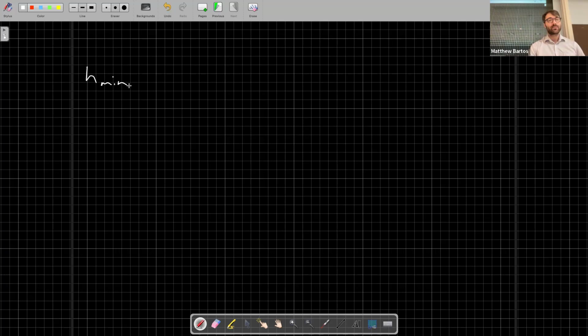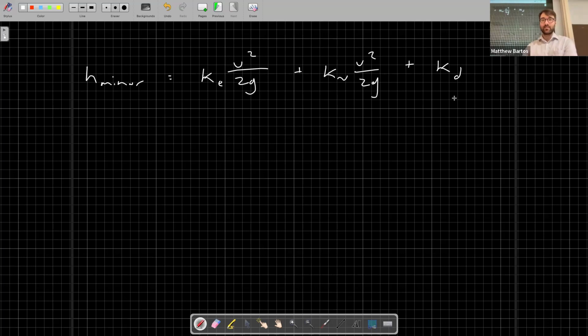So the minor losses are going to be equal to K entrance times U squared over 2g, plus KV times U squared over 2g, plus KD times U squared over 2g. What was the value you used for KE? I saw a couple of people trying to compute the angle. You don't really need to do that unless it's a very sharp angled entrance. KE is about 0.5.